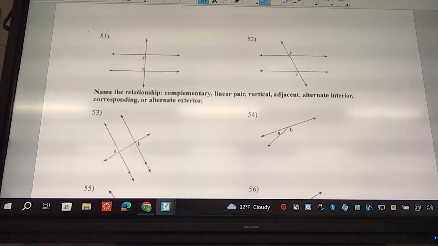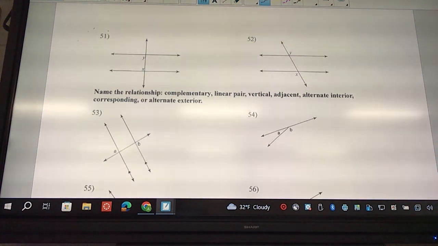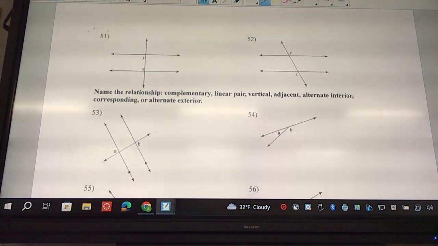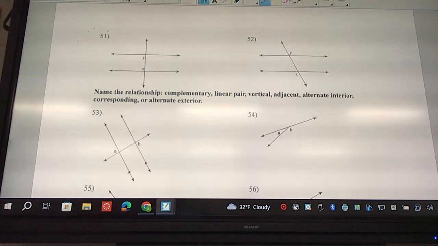Okay, 51. Is the X inside or outside? Inside. What about the Y? Inside. So it can either be alternate interior or same side interior. It is same side interior.